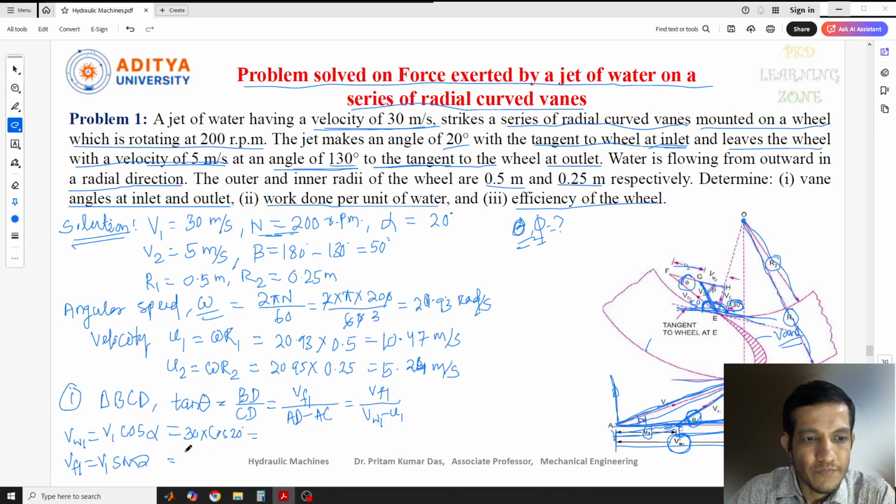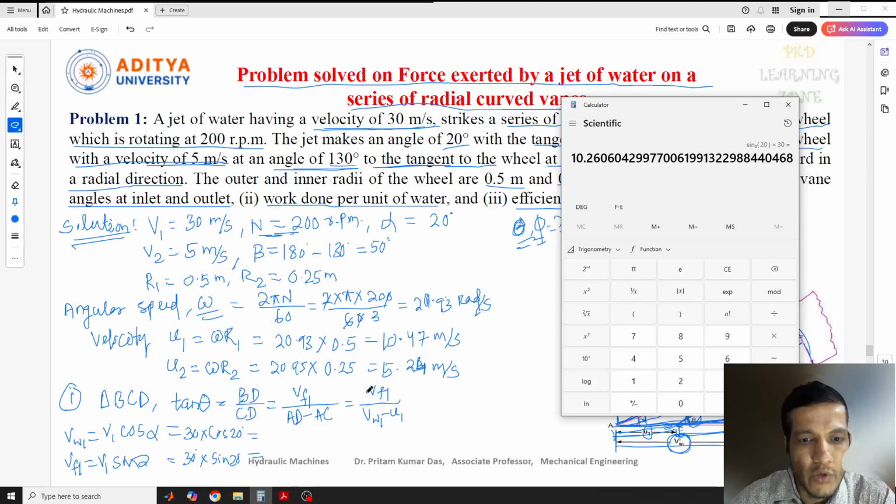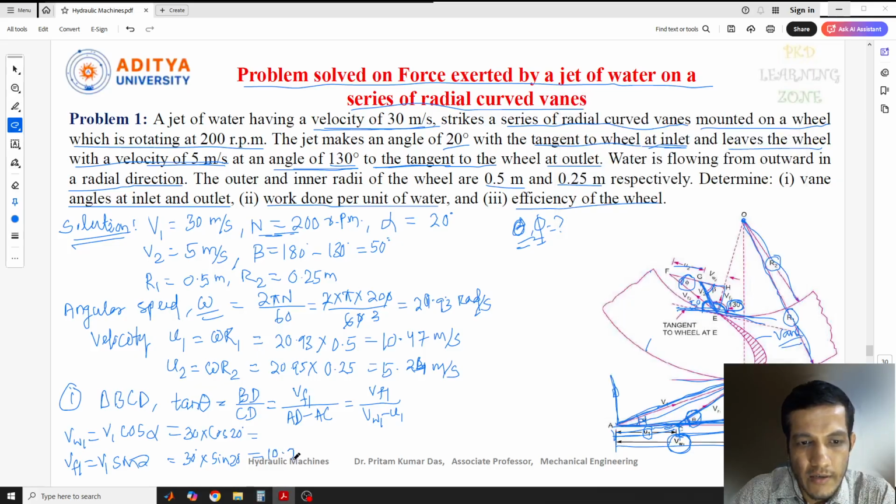Similarly here also V1 is 30 and this is sin 20. This is the only difference we need to find out. So here I'll make it 0, 20 already given, so let's make it sin 20 into 30, 10.26 meter per second. So this one we can write 10.26 meter per second.